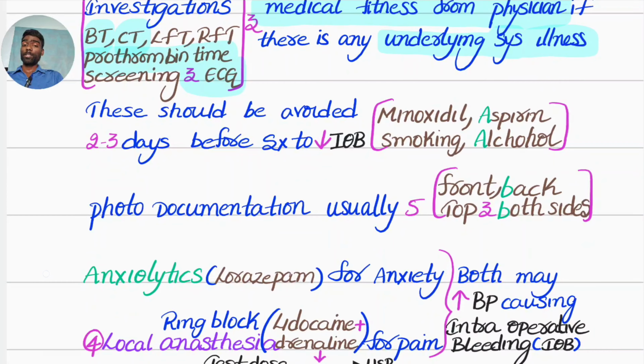Then the patient should avoid all these things 2 to 3 days prior to surgery: minoxidil, smoking, aspirin and alcohol. Why? To reduce intraoperative bleeding. Photo documentation: usually 5 sides: front, back, top and both sides of the scalp. We have to take pictures for documentation before surgery.